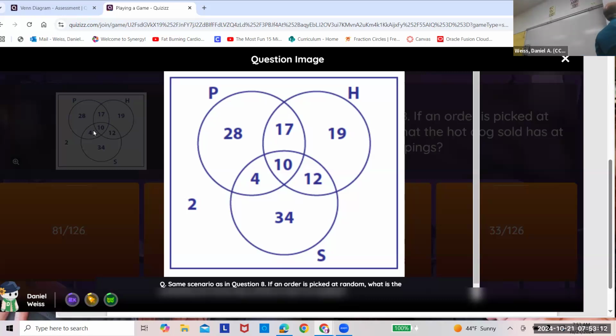So here's what I'm going to do. I'm going to add, so I'm not going to have this 19, this 28, this 34, or this 2. This 12 has at least 2 toppings. This 17 has at least 2 toppings. This 4 has at least 2 toppings. And this 10 has all 3. Okay, but it has at least 2, right? So I'm going to add 17 plus 10, 27, plus 12, 39 plus 4, 43. You see what I did? Okay. 43 is going to be my answer.